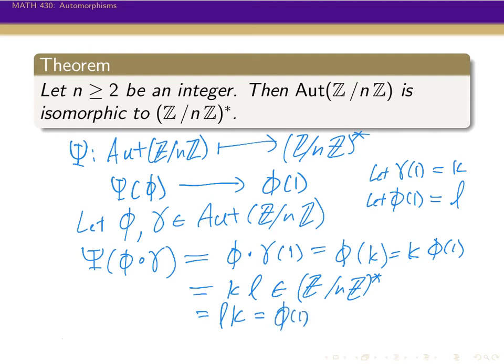phi of 1 times gamma of 1, which is equal to psi of phi times psi of gamma, and we're done. And so we have a one-to-one and onto map from the group of automorphisms to Z mod nZ star, and this map preserves the group operations on both sides, and so we have shown the isomorphism between them.